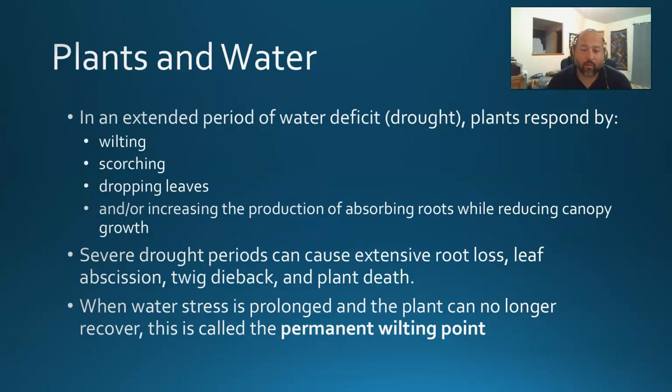So if you've got water stress that's prolonged and the plant can no longer recover, that is what's called the permanent wilting point, meaning that is the point of no return. Once the plant gets there, it's done. You can water it as much as you want, fertilize it, do whatever you want. It's not coming back.